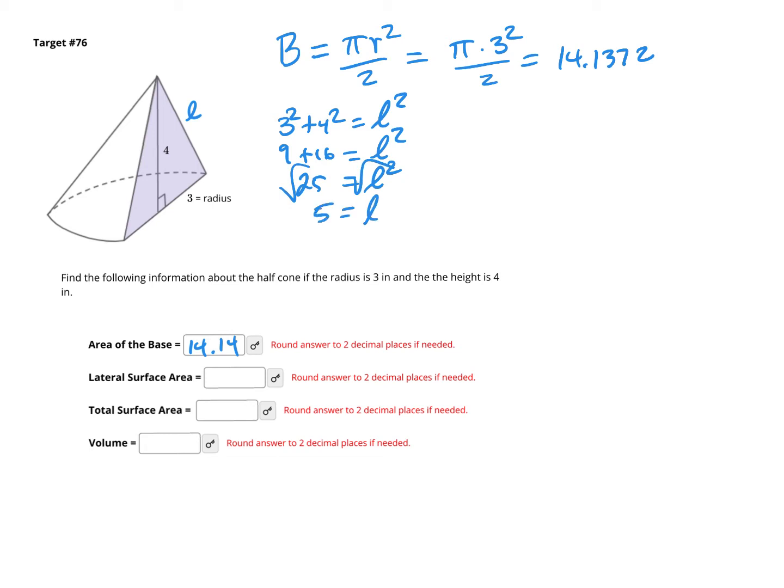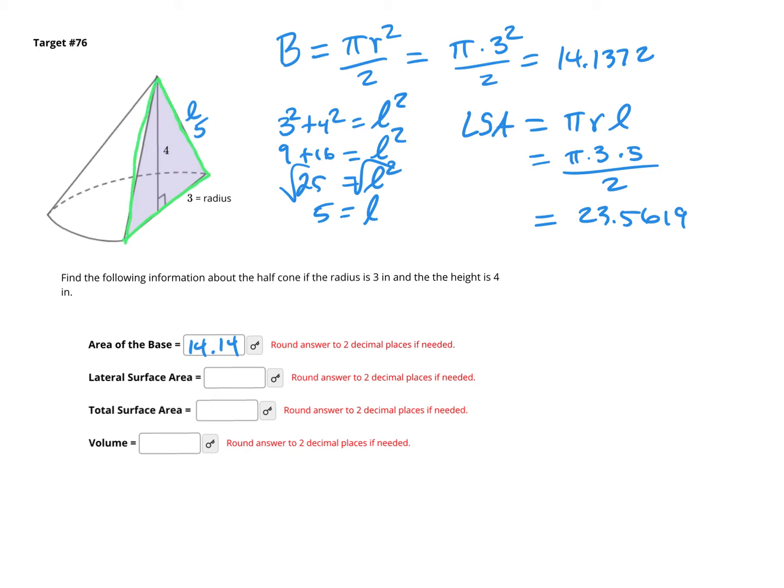So, since that's equal to 5, I can now find the lateral surface area. Again, this is half of a cone, but the formula for the surface area of a cone is just pi times the radius times the slant height. So it'll be pi times 3 times 5, but I need to divide that in half because I only have half a cone. So 3 times 5 times pi divided by 2, and we end up with 23.5619.